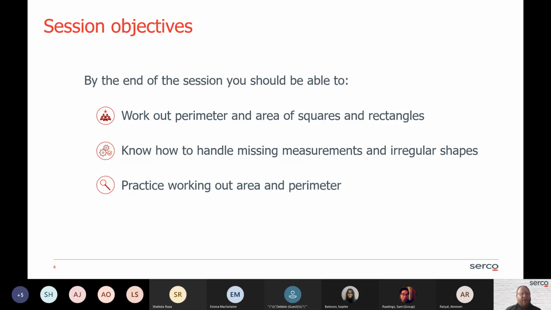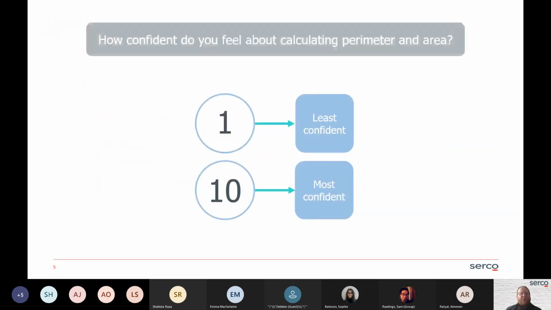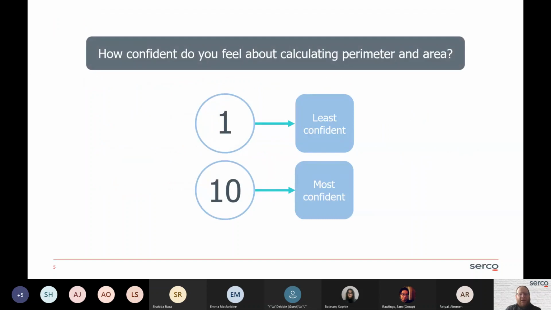As we tend to at the start of these sessions, I just want you to have a think and put a number in the chat for me to let me know how confident you feel about calculating perimeter and area if we're talking about a straightforward shape like a square or a rectangle, something with nice straight sides. If you're least confident, put 1. If you're most confident, put 10. And don't worry, we won't hold you to this for any reason, just to get an idea of where you think you are. And then we'll see at the end of the session whether the session's made any difference to you.